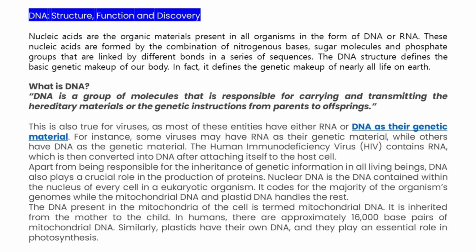Nuclear DNA is the DNA contained within the nucleus of every cell in a eukaryotic organism. It codes for the majority of the organism's genome, while the mitochondrial DNA and plastid DNA handle the rest. The DNA present in the mitochondria of the cell is termed mitochondrial DNA. It is inherited from the mother to the child. In humans, there are approximately 16,000 base pairs of mitochondrial DNA. Similarly, plastids have their own DNA, and they play an essential role in photosynthesis.